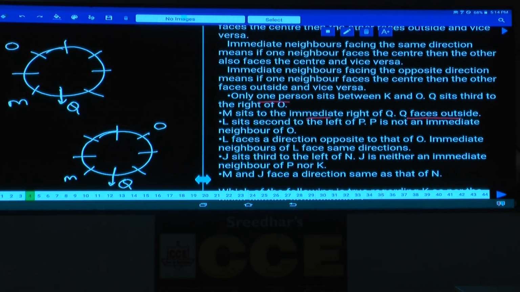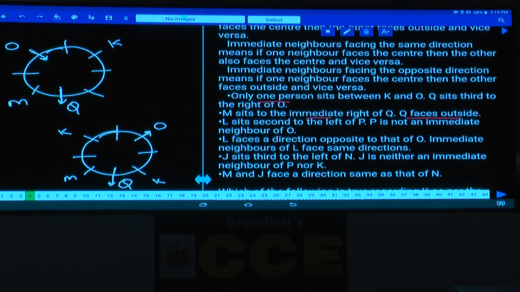As Q sits out to the right of O, in case 1, O must be facing the center, and in case 2, O must be facing away from the center. There are 2 possibilities for this O, towards the center or away from the center. Only one person between K and O. Now in case 1, O must be here, and K can be either here or here.